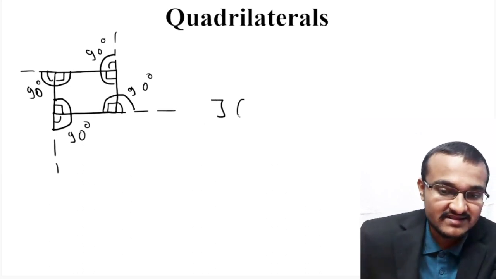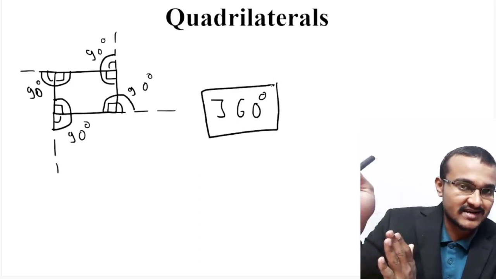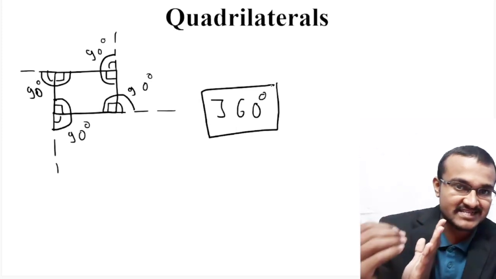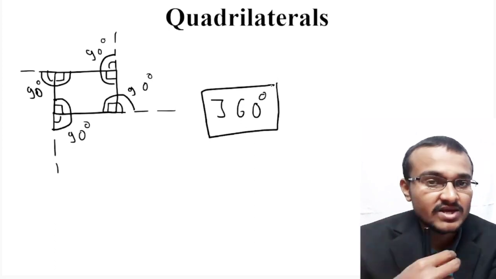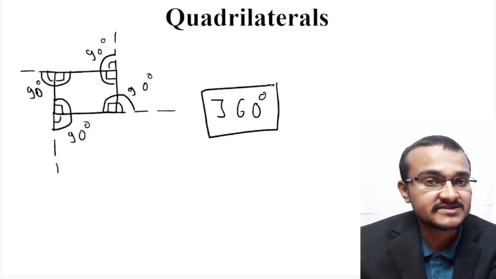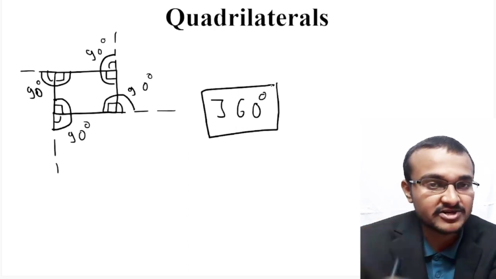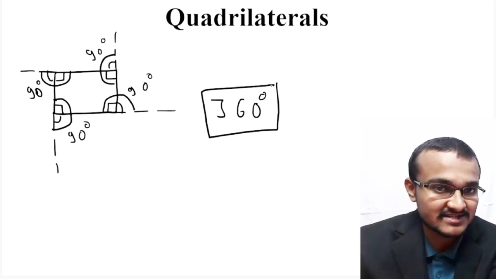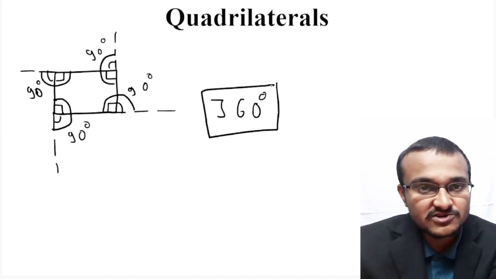so that will be again 360 degrees. If you take any polygon and extend all the line segments to get the exterior angles, then if you add all those exterior angles, it will always be equal to 360 degrees. You can even take a polygon with 20 sides, 30 sides, 50 sides, 10 sides, or 15 sides. For any polygon, if you add all the exterior angles, you will always get 360 degrees as your answer. So this shows the sum of all exterior angles of any polygon will always be equal to 360 degrees.